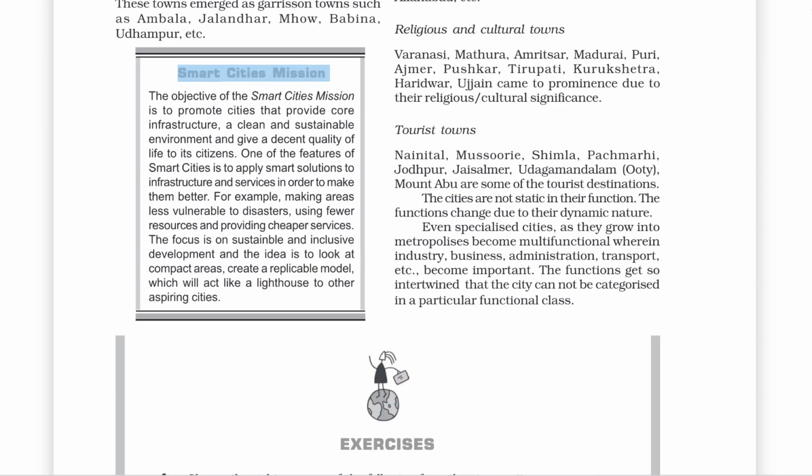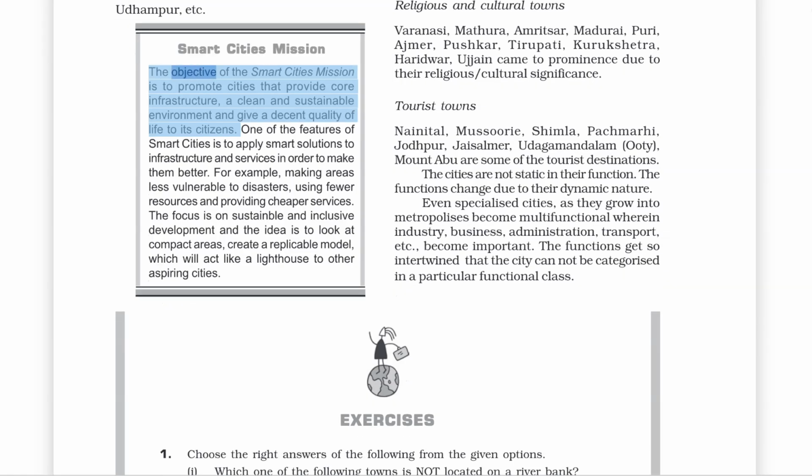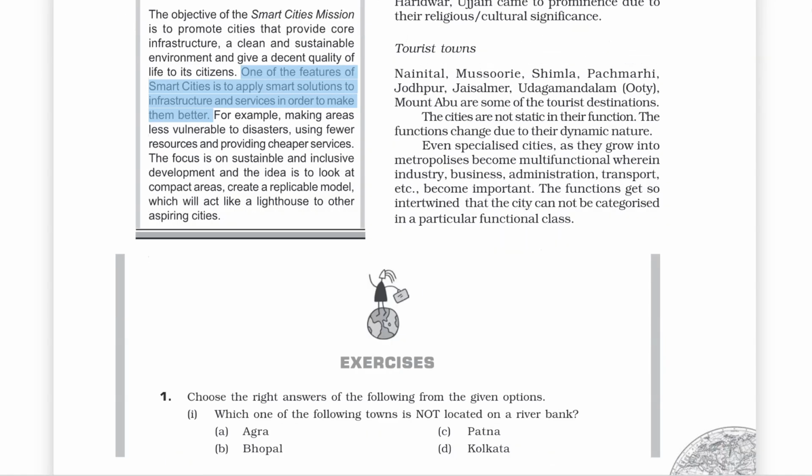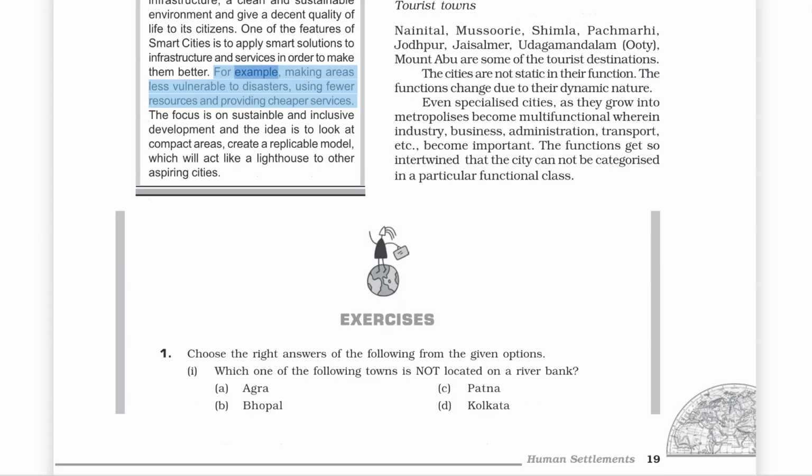Smart Cities Mission. The objective of the Smart Cities Mission is to promote cities that provide core infrastructure, a clean and sustainable environment, and give a decent quality of life to its citizens. One of the features of smart cities is to apply smart solutions to infrastructure and services in order to make them better. For example, making areas less vulnerable to disasters, using fewer resources, and providing cheaper services.